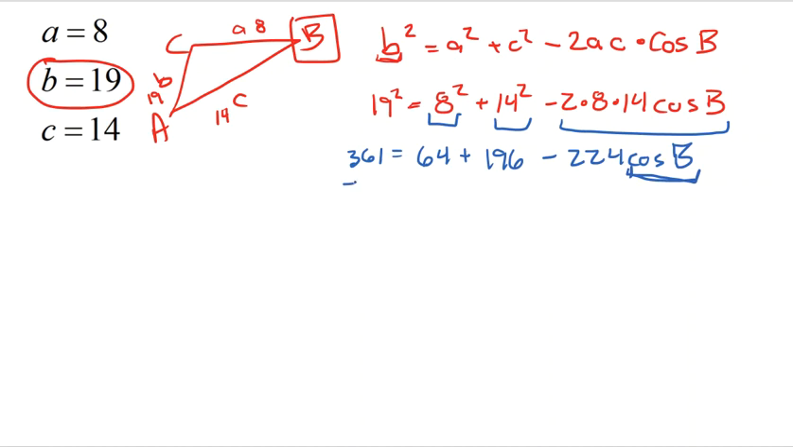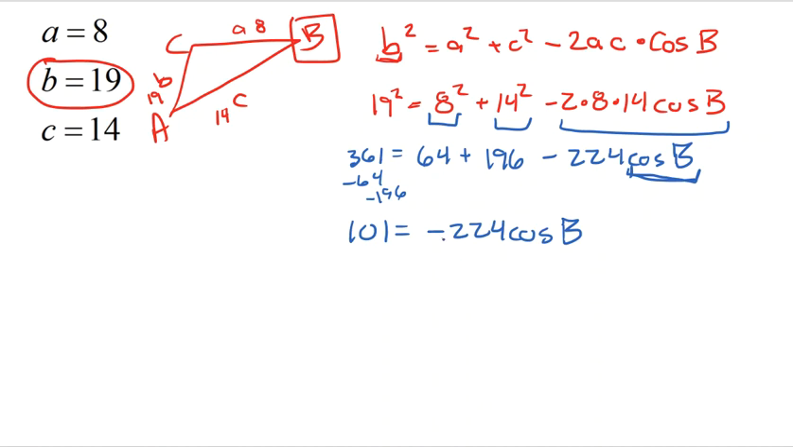So I'm going to subtract the 64. I'm going to subtract the 196. So 361 minus 64 minus 196 is 101. So I have 101 equals negative 224 times cosine of B. Now I have to stop right here and put a big red flag up because I can't tell how many kids say, oh, add the 224 to the other side. No, that is not a 224. It looks, it smells, it may even taste like a 224. It's not. It's a 224 times cosine of B.